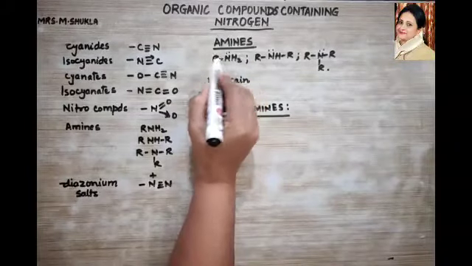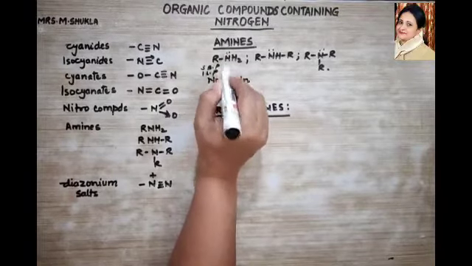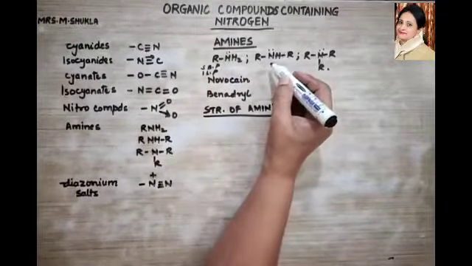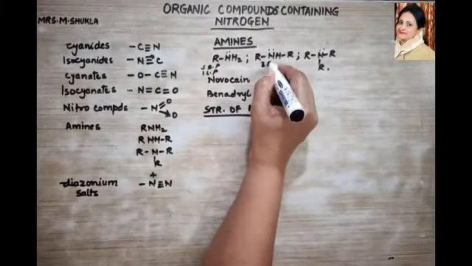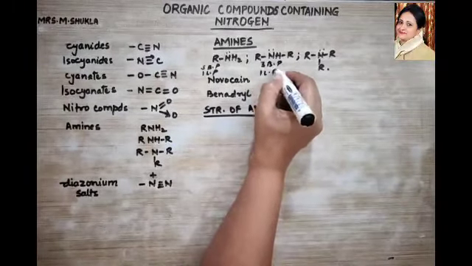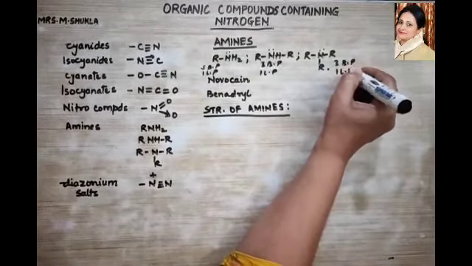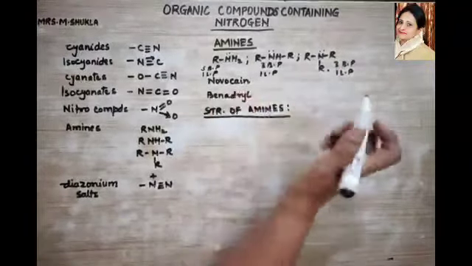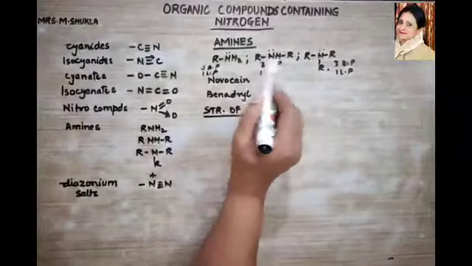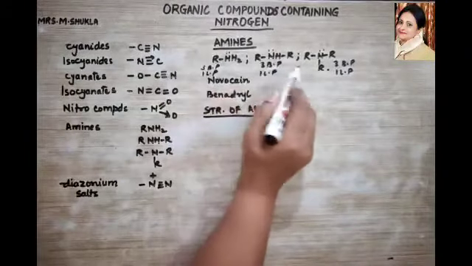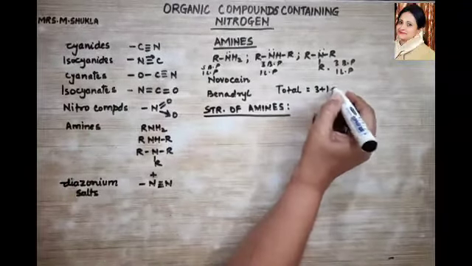So how many bond pairs does it have? It has 3 bond pairs and 1 lone pair. Look over here, here also it has three bond pairs and 1 lone pair. Over here again you will see 3 bond pairs and 1 lone pair. Clear? So what did you see? Observe that nitrogen is the central atom and it makes 3 bond pairs and 1 lone pair in each case. Thus total becomes 3 plus 1, which is 4.